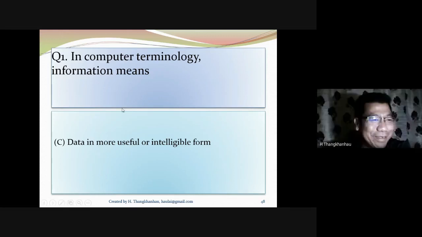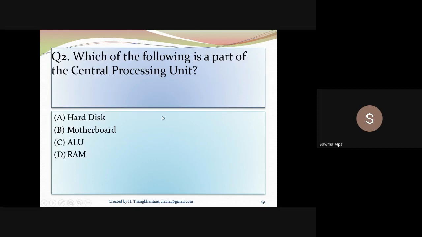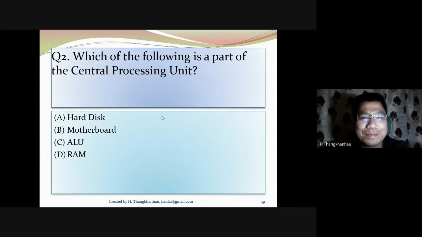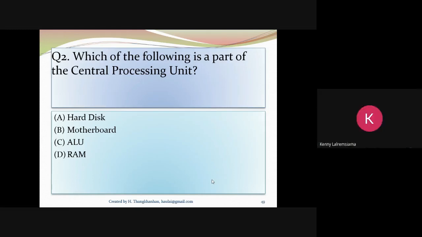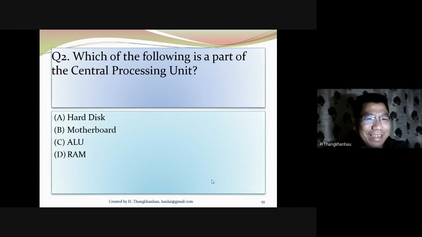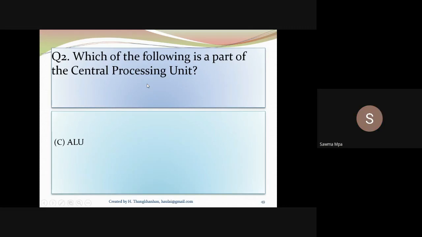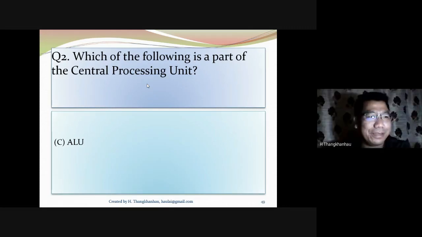Let's see another one. Which of the following is part of the central processing unit? A. Hard disk. B. Motherboard. C. ALU. D. RAM, Random Access Memory. Some say D, some say B. Are you not listening to my lecture? The correct answer is ALU, Arithmetic Logic Unit.